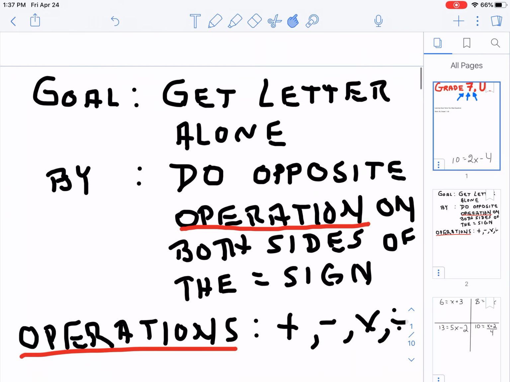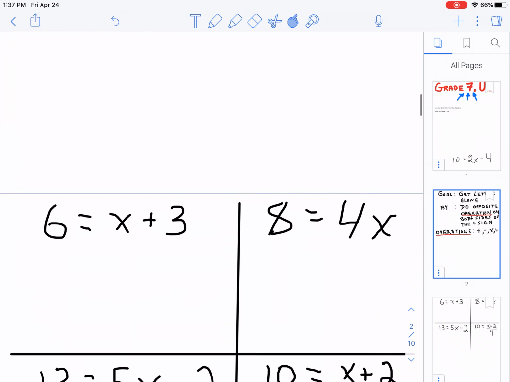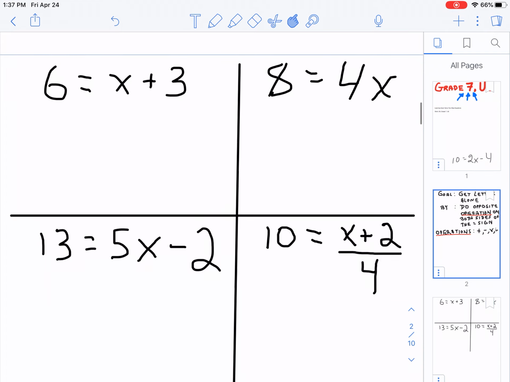The way we solve those is, first of all, get the letter alone. A lot of times the letter will be x, but it doesn't have to be. And we do that by doing the opposite operation on both sides of the equal sign. And operations are add, multiply, subtract, and divide. Okay, so here's some examples.